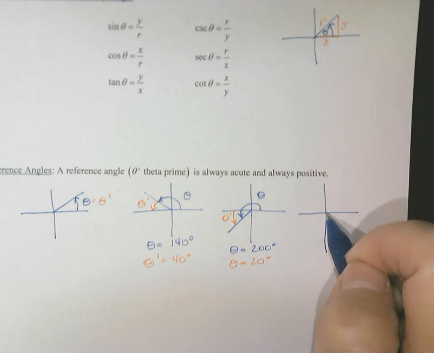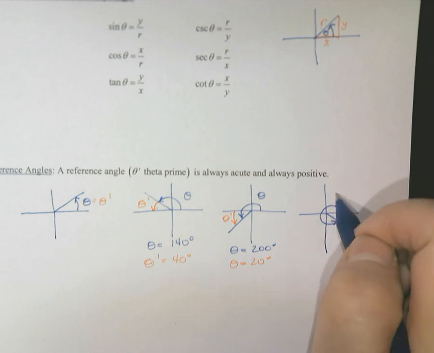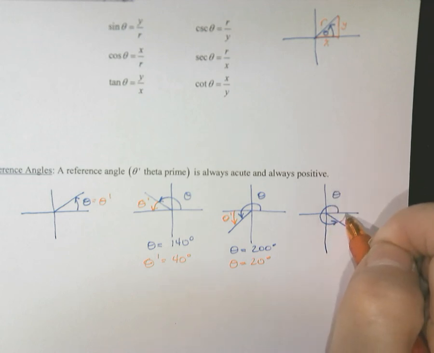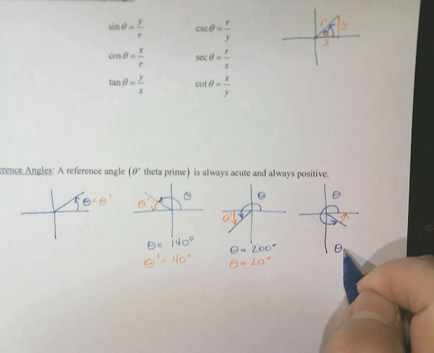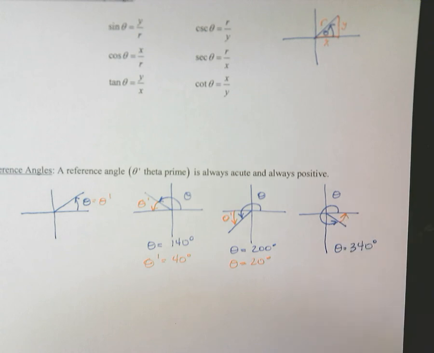Then if I go to the fourth quadrant, this is my angle theta. Theta prime is going to be positive. It's going to go to the x-axis. So for example, if theta were equal to 340 degrees, the blue is 340 degrees, I'd have to get to the x-axis, and the shortest distance to that x-axis is going to be 20 degrees.